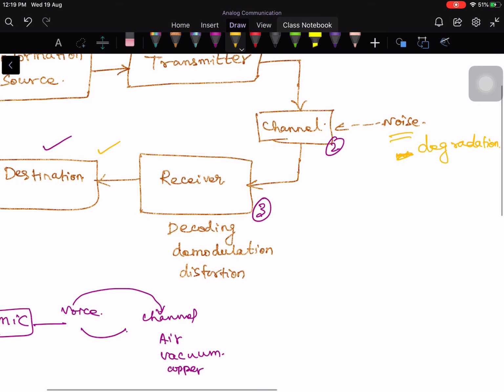That might have taken place. While the signal has been transmitted through the channel, there might be some attenuation. Therefore, the receiver will try to amplify the signal and remove the noise to a certain extent. You cannot remove it completely, of course, and distortion may be eliminated a little bit. So these all are done at the receiver block.